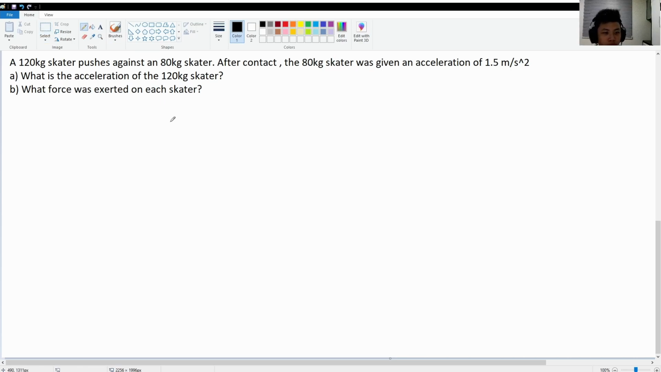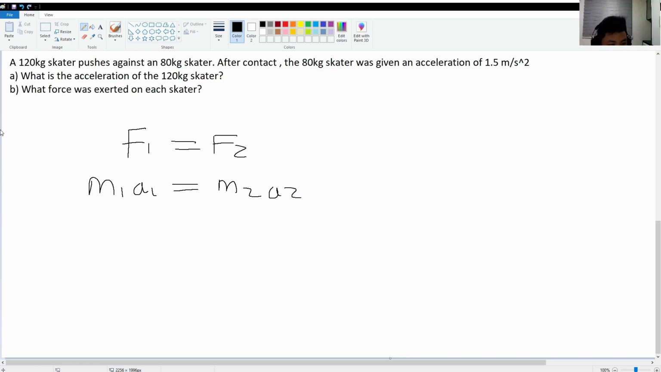So how to find this is you need to use the equation F1 equals F2. Then m1 a1 equals m2, sorry, m2 a2. So you're just going to insert the numbers into the equation. So here's 120 a1, which is not given in the question, so we have to find this. So a1 equals 80, which is the second mass, times a2, which is the 1.5.